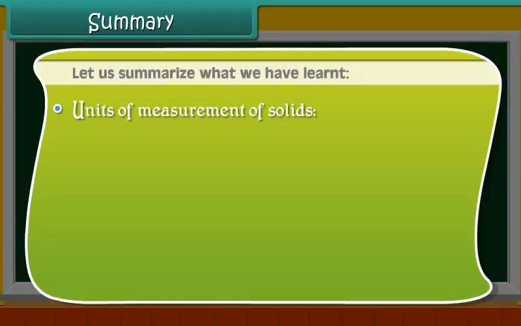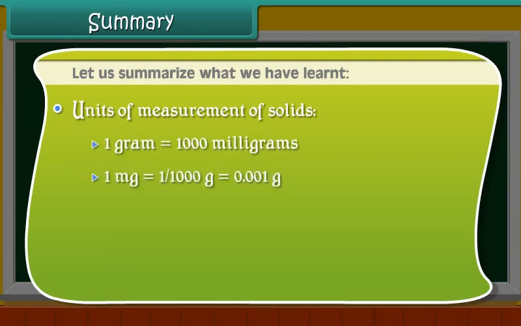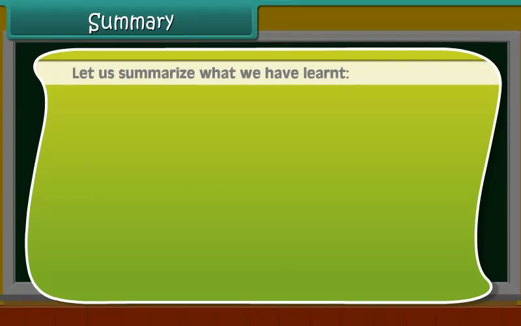Unit of measurement of solids. 1 gram is equal to 1000 milligrams. 1 milligram is equal to 1 by 1000 grams, that is equal to 0.001 gram. 1 kilogram is equal to 1000 grams. 1 gram is equal to 1 by 1000 kg, that is equal to 0.001 kg.